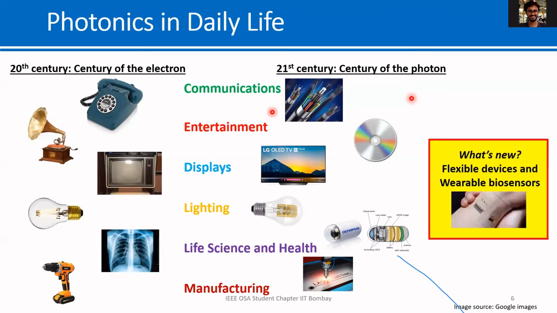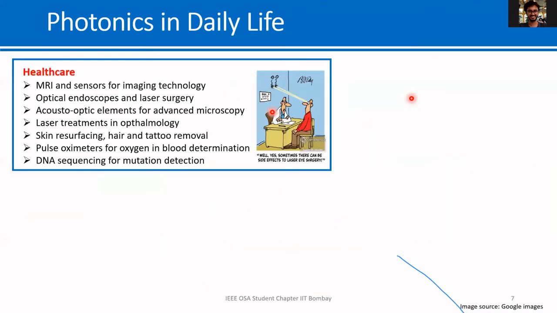What's new are the flexible devices and wearable biosensors, which are only possible because of this revolution in photonics. To add to that, healthcare is a major sector which has seen a lot of photonic devices being employed. MRI, as we know, magnetic resonance imaging, is a demonstration of photonic devices, and even optical endoscopy and laser surgery. For advanced microscopy, a lot of acousto-optic elements are employed, and we have all heard of laser treatments in eye-related ophthalmology and in hair and tattoo removal and so on.